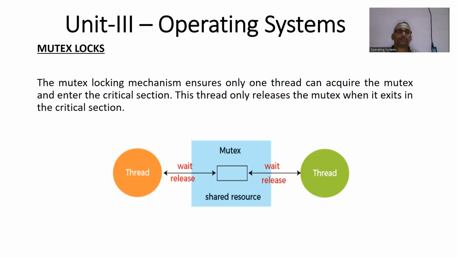Next one, mutex locks. Mutex is a mutual exclusion object that synchronizes access to resources. It is created with a unique name at the start of a program. The mutex locking mechanism ensures only one thread can acquire the mutex and enter the critical section. This thread only releases the mutex when it exits the critical section. The flow of a thread is: wait on the mutex, enter, use the shared resource, then release.